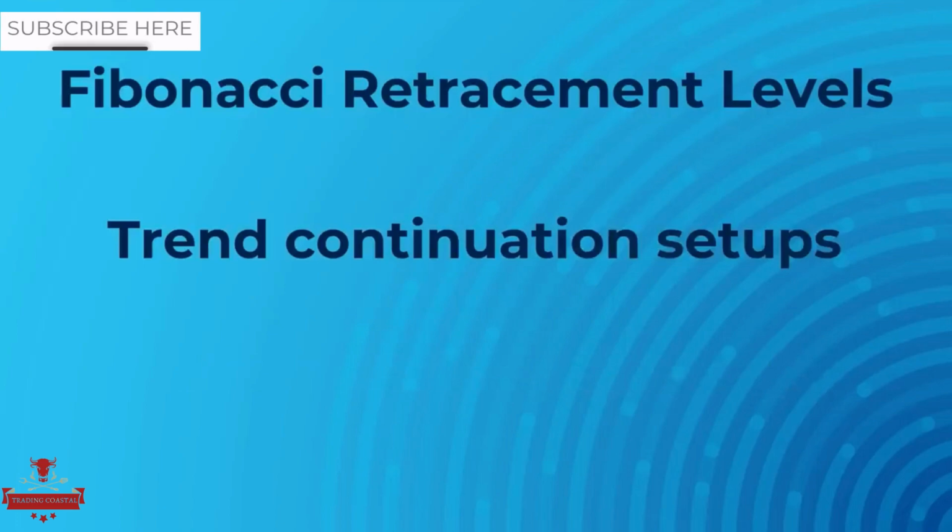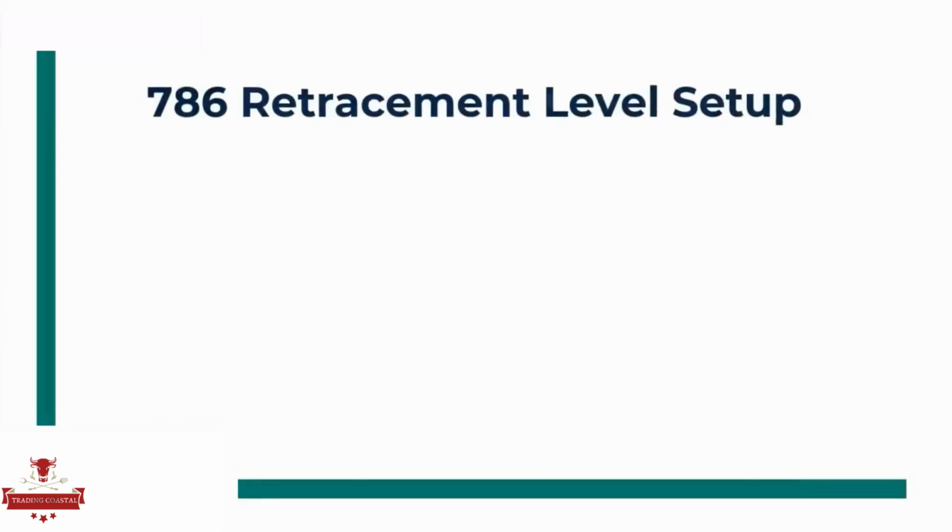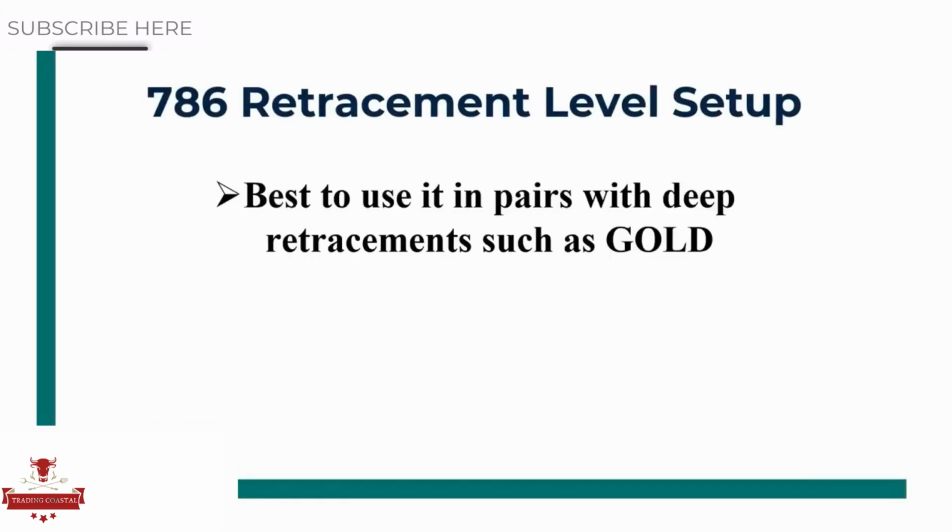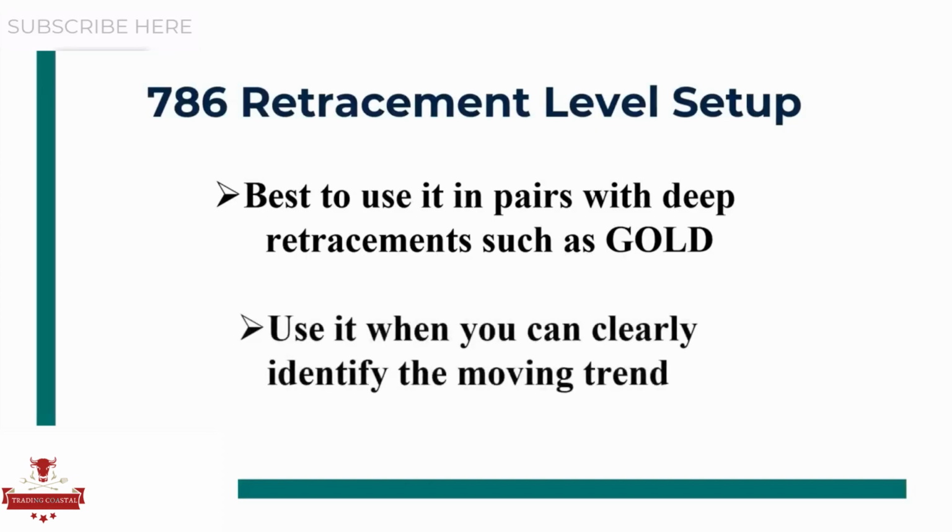This setup is based on the 78.6 Fibonacci retracement level, and it is best to use it in pairs with deep retracements, such as gold. This trading strategy is a trend continuation setup, so use it when you can clearly identify the moving trend.